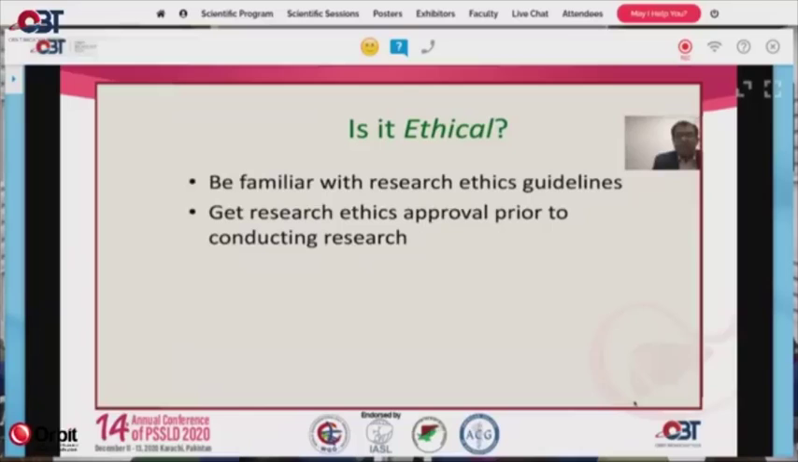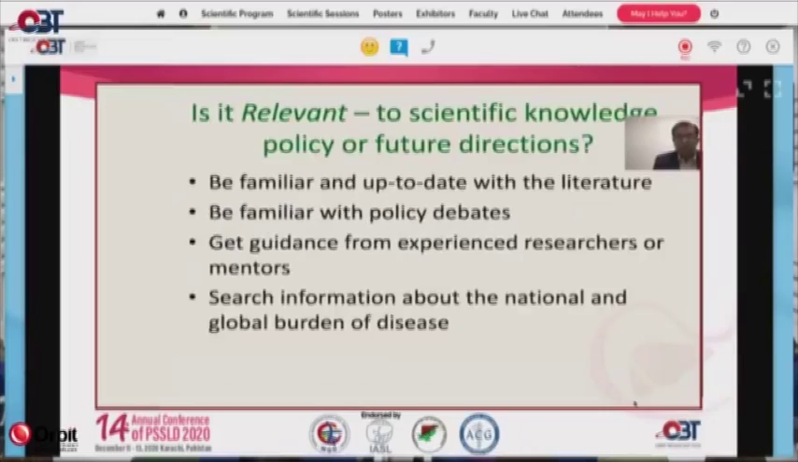Is it ethical? What you are proposing, are there any ethical elements or concerns in it? If so, you should either address it or stay away from it. And then, is it relevant? Does the world care about this? Are you solving a big enough problem, or a significant problem, or an unsolved problem in this? What you are adding. So for that, you need to be either, if it is your own subject, then you should be familiar with it.